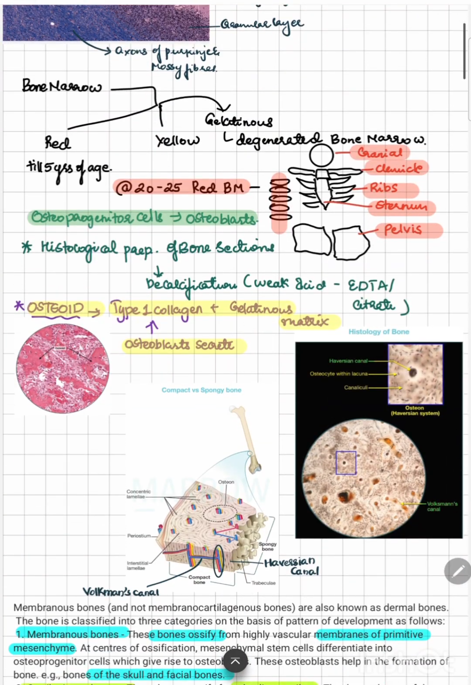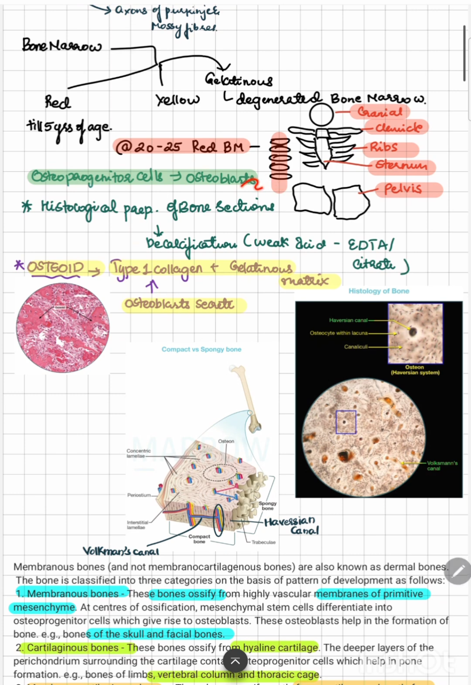Next one is about bone marrow. So as we all know, initially the red bone marrow will be generating all the hematopoietic stem cells, but as we age it will be replaced by fat, so it becomes a yellow bone marrow. So up to 20 to 25 years the red bone marrow will be functioning. The examples of red bone marrow, these are important. The first one is the vertebral bones, then you have cranial bones, clavicle, ribs, sternum and pelvis. So these are found in the central part of the body. You can easily remember the examples of red bone marrow in this manner, right?